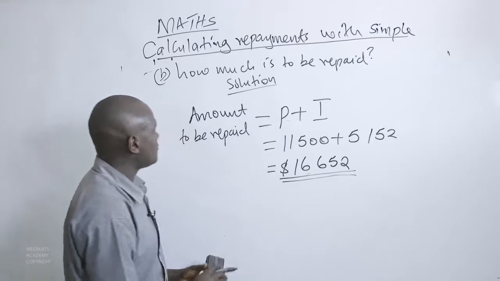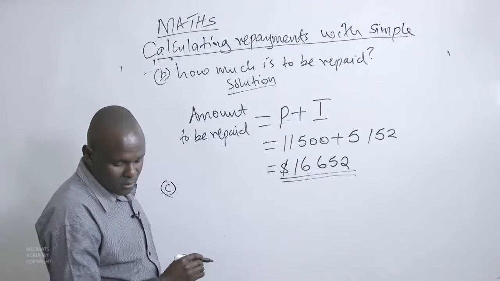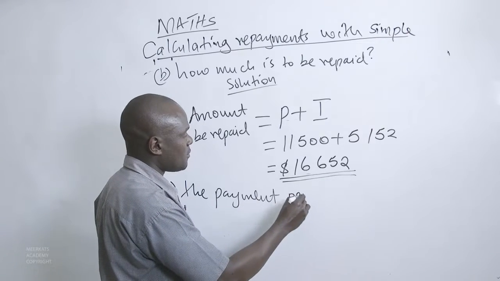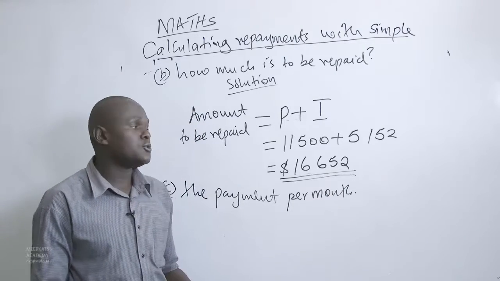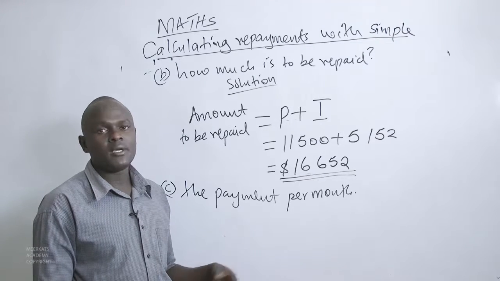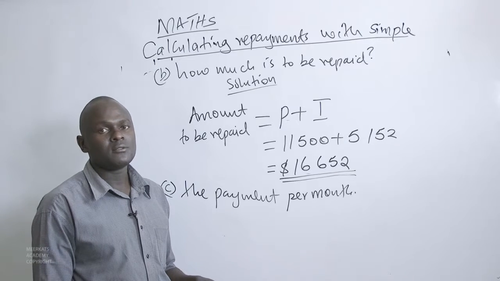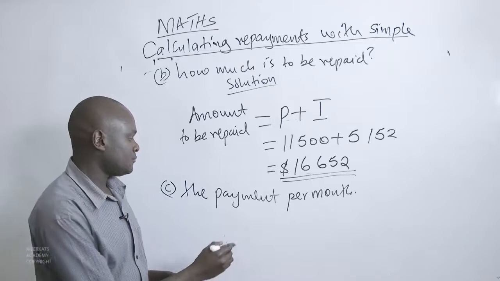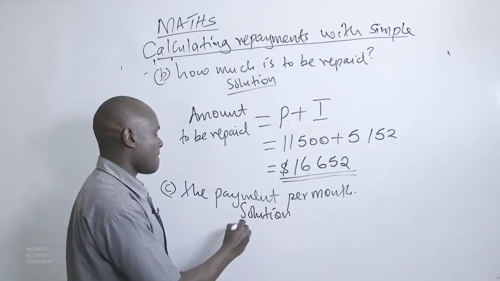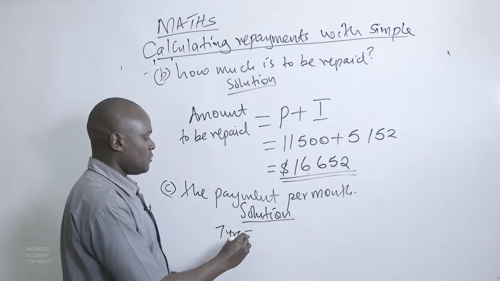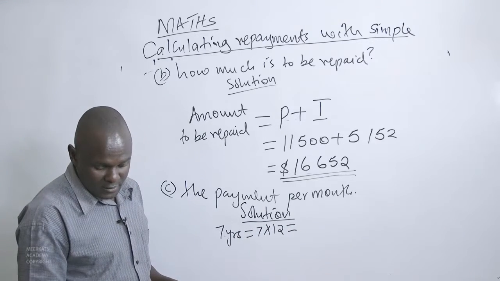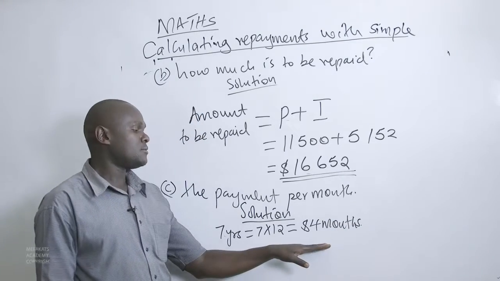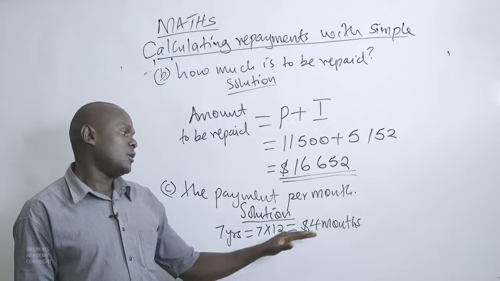And lastly, we determine the payment per month. Remember the question, we were told that John did not make any deposit. He just decided he's going to pay that total amount in installments within a duration of 7 years. So we need to know how much will be each payment per month. Remember, 7 years is equal to 7 multiplied by 12, and this will give us 84 months. This 84 months means that we are going to have 84 payments or 84 installments.